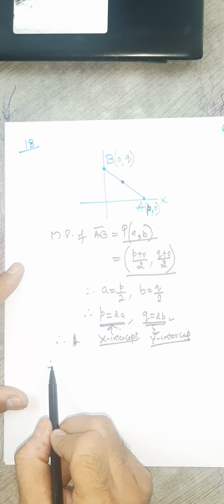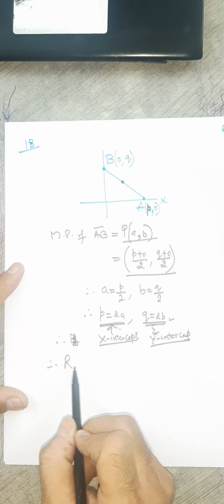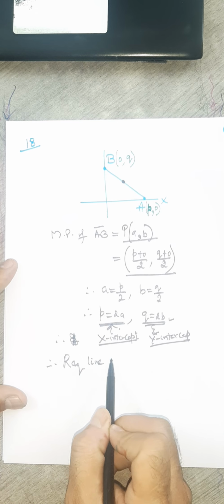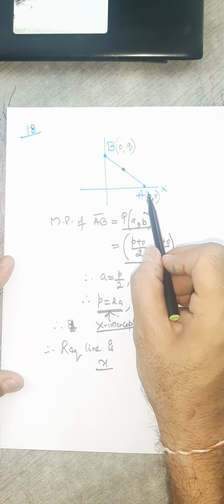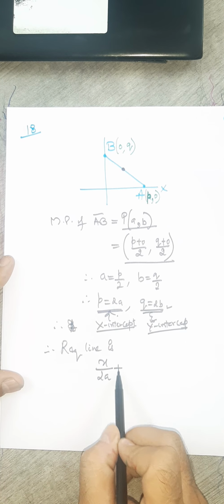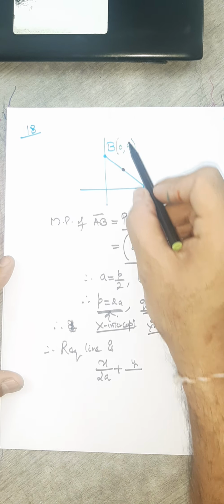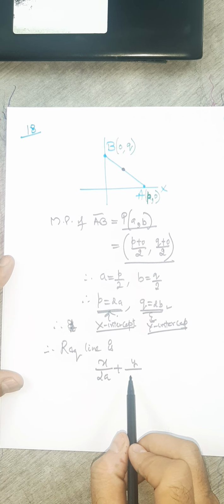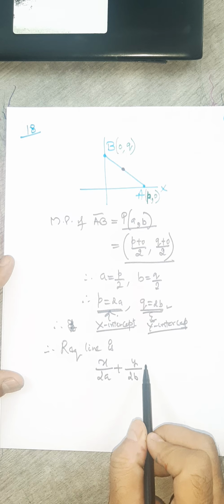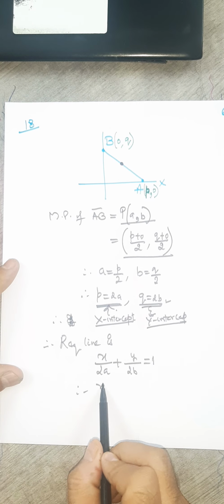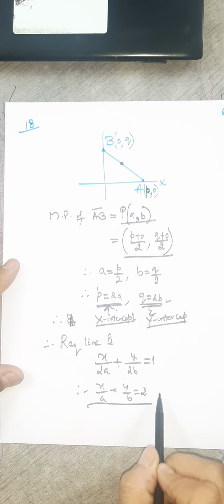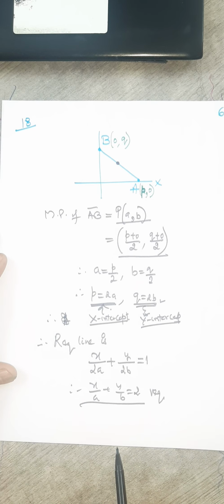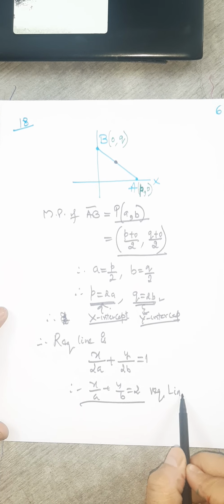So the required line is here. Therefore, the required line is x upon A, where A means here p, what is p? 2a, plus y upon B, where B means this intercept, which is q here. So what is that? It is 2b equals 1. So therefore x upon a plus y upon b equals 2. This is the required line.